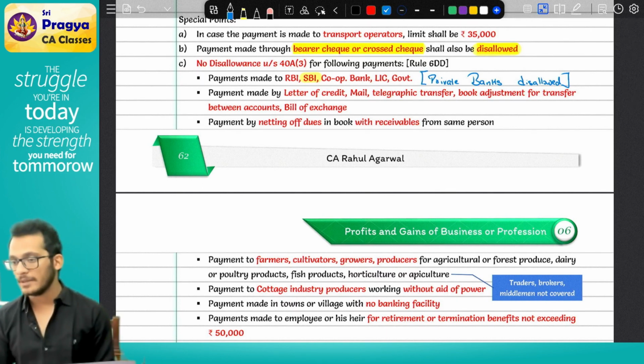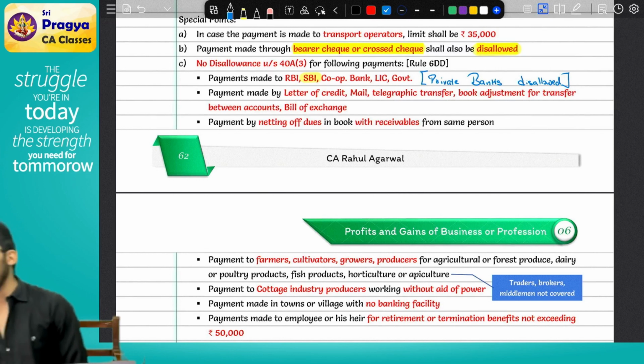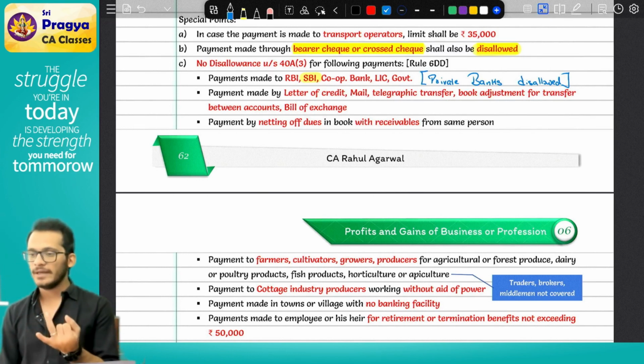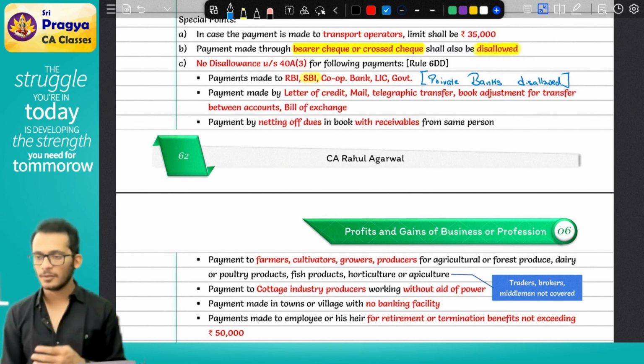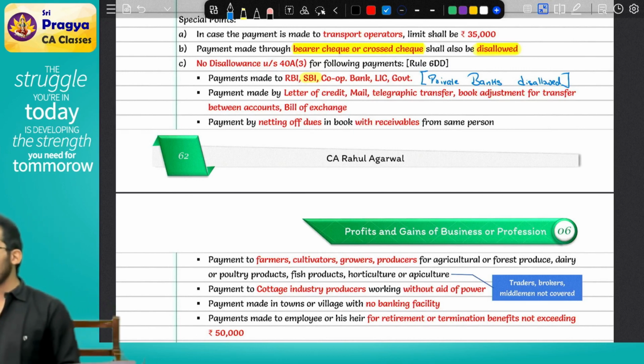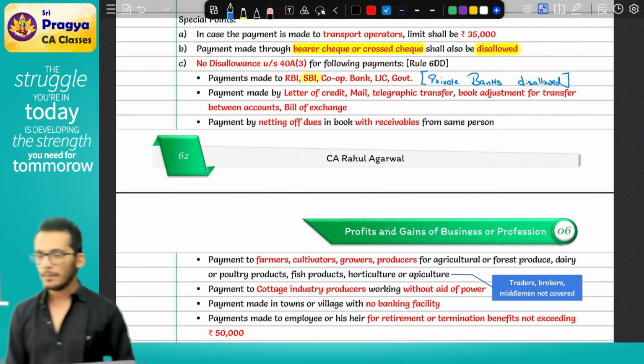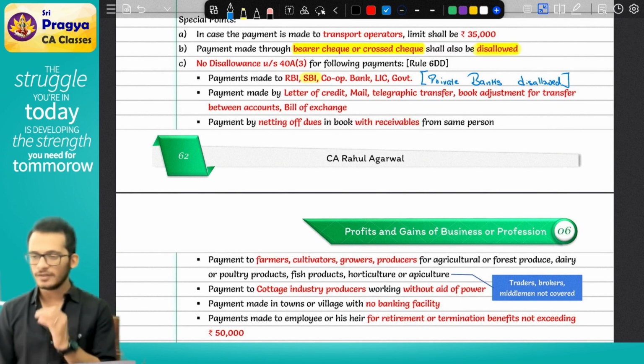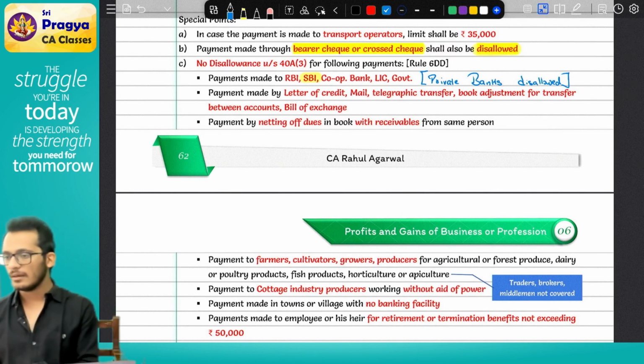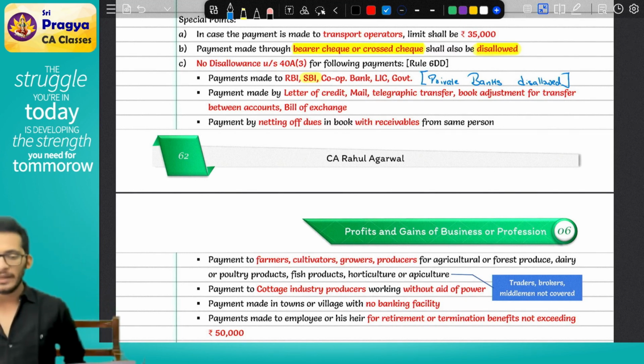Technically, payment has happened. But it has not happened by account payee cheque, account payee draft, electronic clearing system, or other permissible modes. Is it still allowed? Yes, because these are permitted instruments. So income tax is saying, no problem. You can still make the payment by these modes.